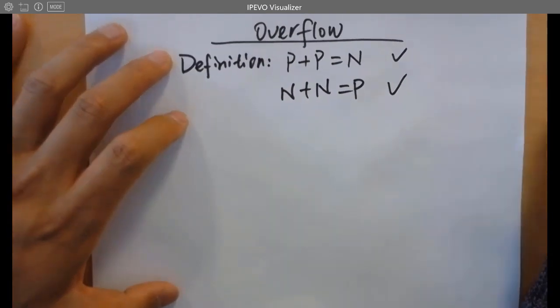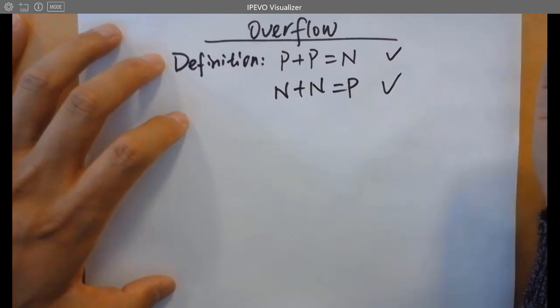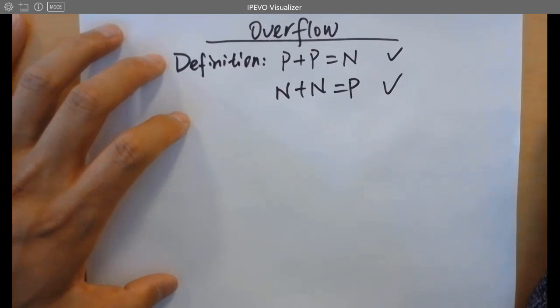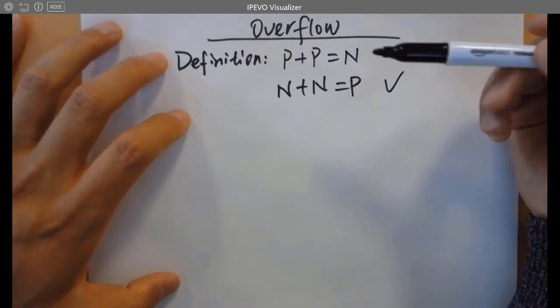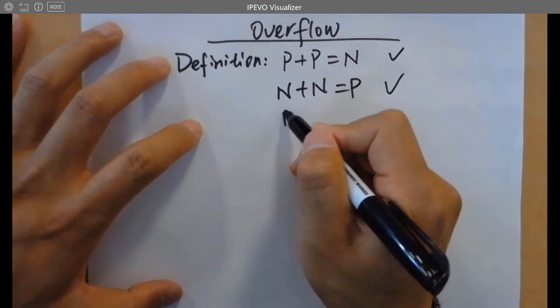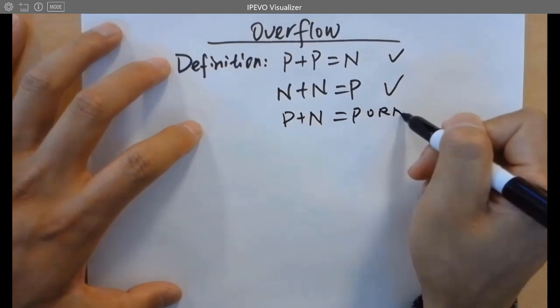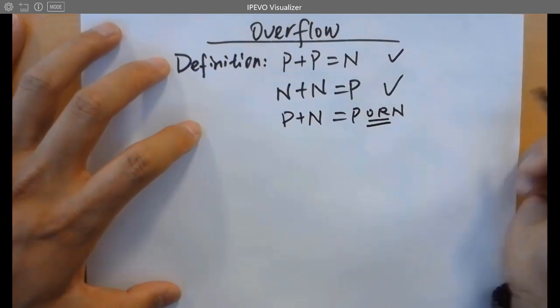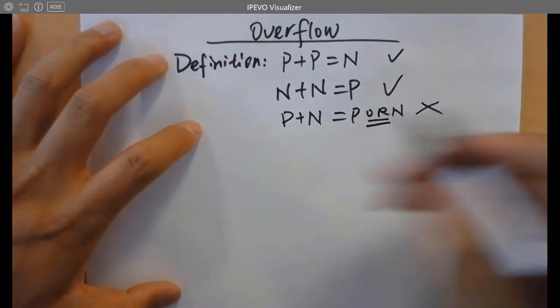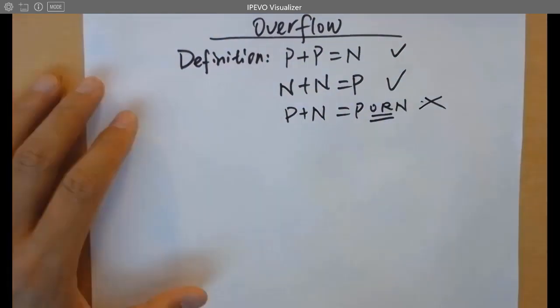Pretty important concept. You are going to use this for the FPGA programming in the future. So we are going to design a little ALU on the FPGA, and you have to understand this in order to program the FPGA. If you have P plus N, you got a P or N, it's not overflow. Yeah, that's all the cases we can cover.